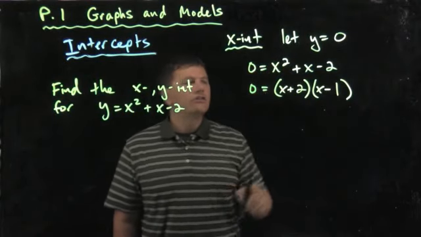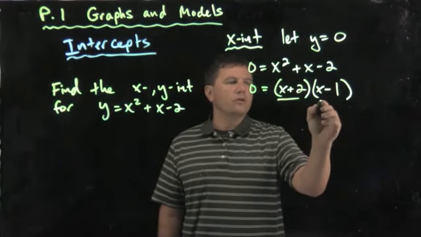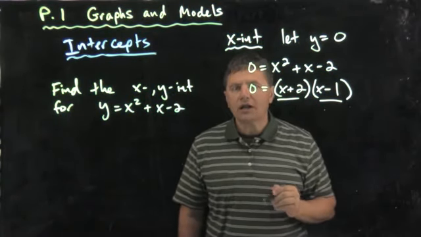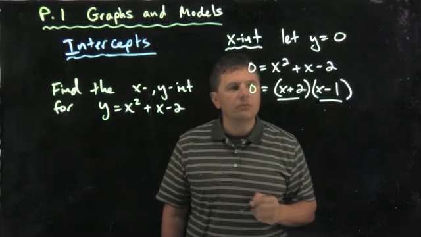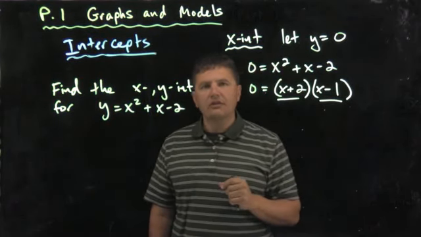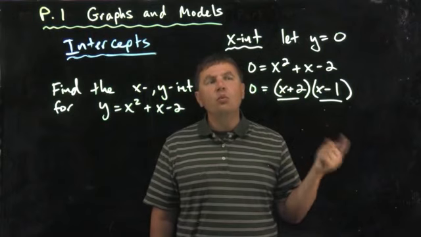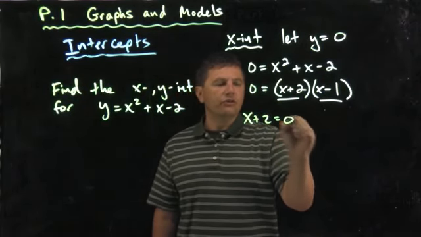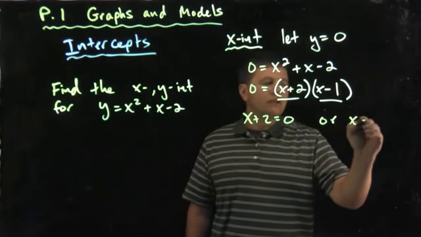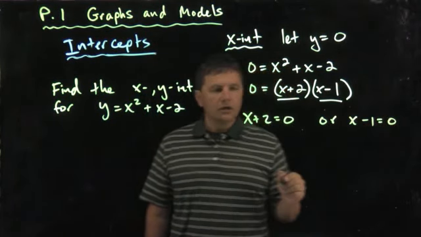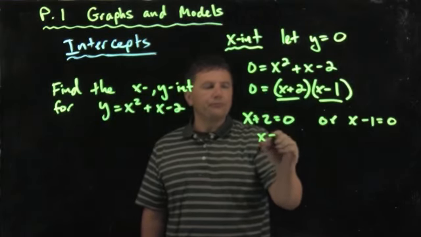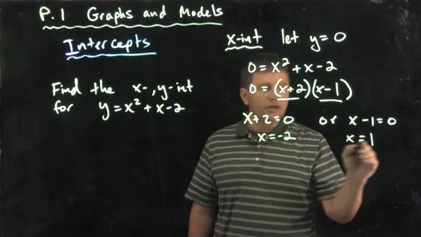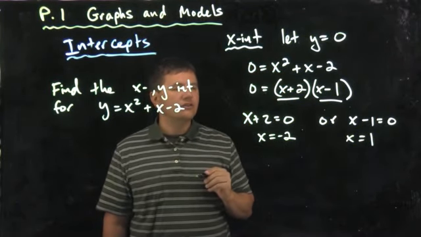Okay. So now what this means is we have two things multiplied together that equals 0. So we use the old zero product property. What the zero product property tells me is if I have multiple things multiplied together that give me 0, at least one of them has to be 0. So either x plus 2 is equal to 0 or x minus 1 is equal to 0. So then we get x equals negative 2 and x equals 1, and those are our x-intercepts.